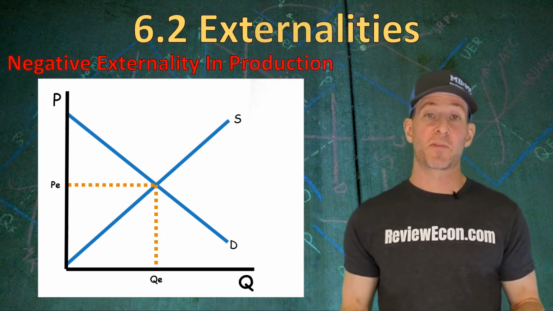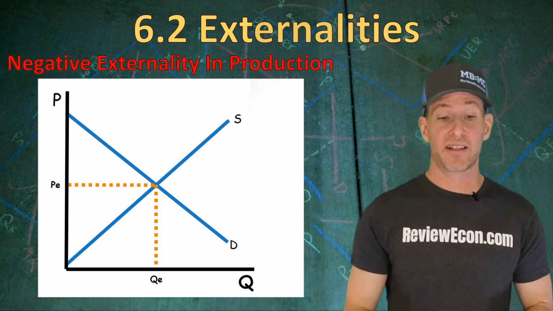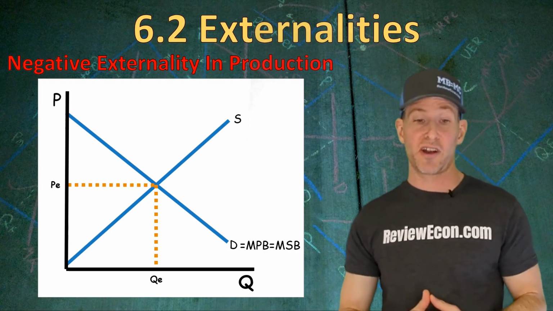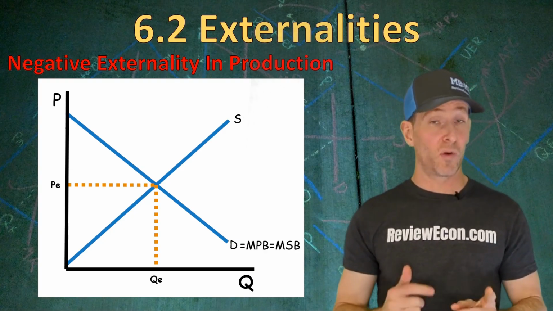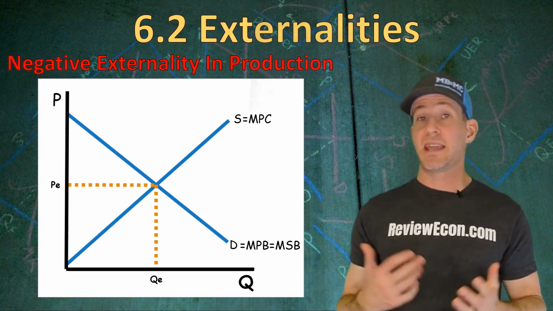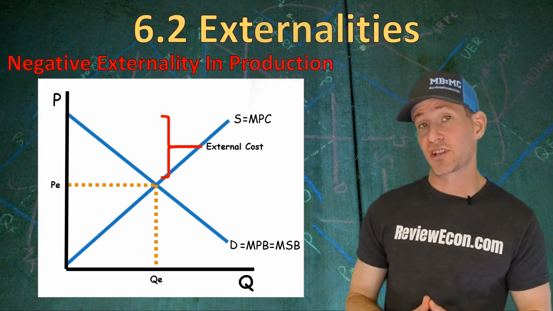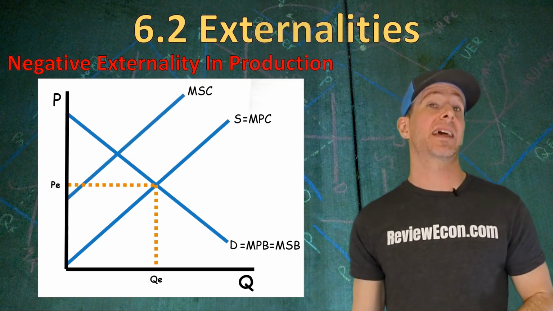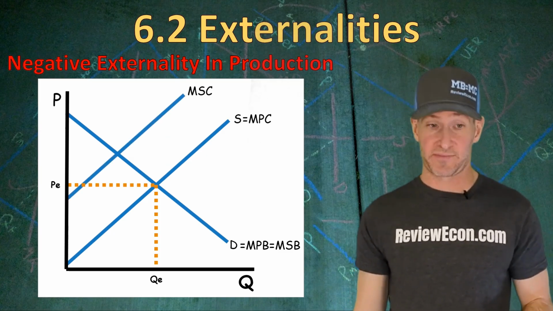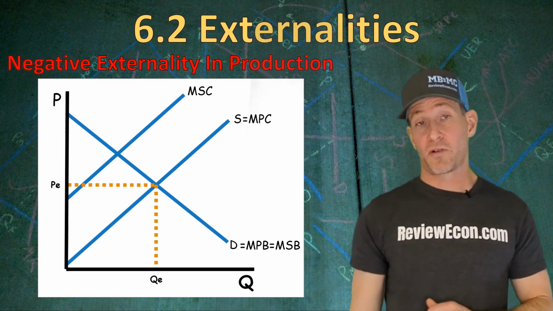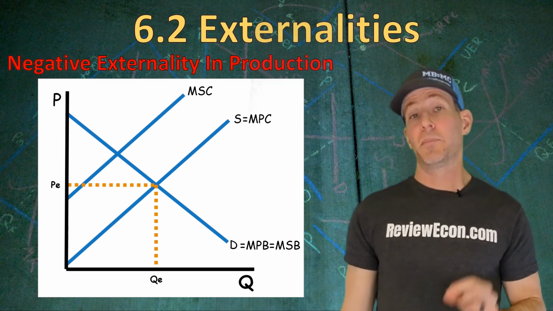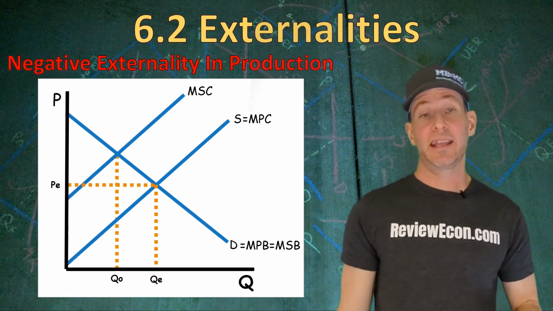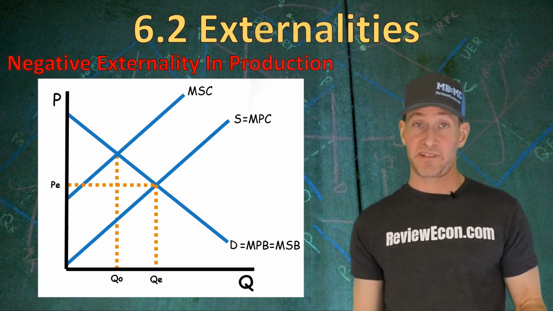Since the producers of this product are the ones creating the negative externality, the demand curve is going to be our marginal private benefit and marginal social benefit curve, but the supply curve is going to be only the marginal private cost curve. The external cost created by the production of this product will be added to that marginal private cost curve to give us a higher marginal social cost curve. QE is our market quantity we're going to get without any government intervention, but QO, where the marginal social cost equals the marginal social benefit, is the socially optimal or allocatively efficient quantity.